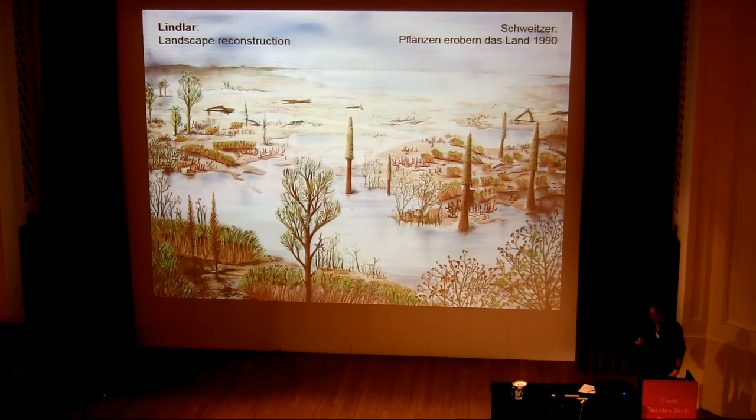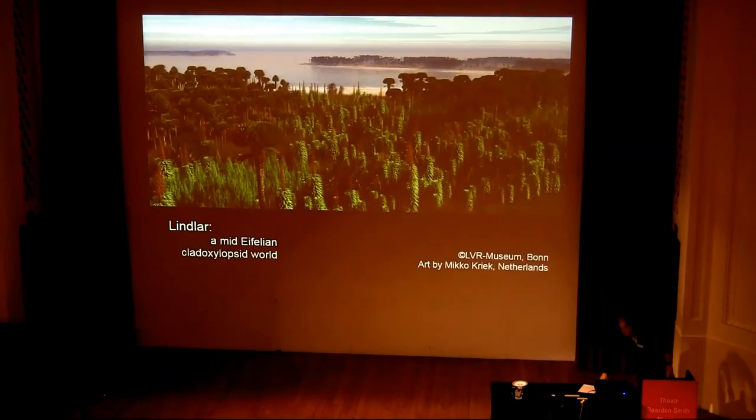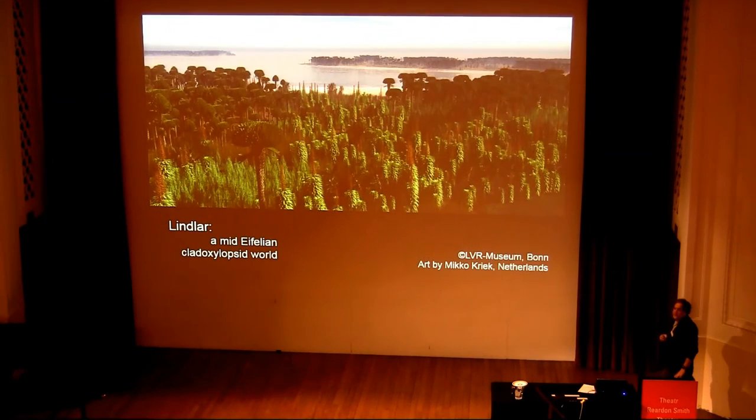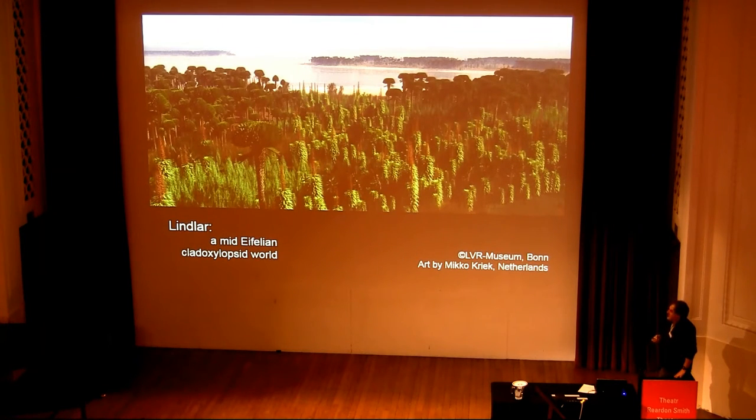And so he worked with an artist in the Netherlands and was able to produce another reconstruction of this landscape, which is absolutely spectacular. It's made possible by modern digital art and so on. But to me, this gives a much better impression of what vegetation was looking like in the Devonian. Just remember that these trees were probably only 2 to 4 meters in height.